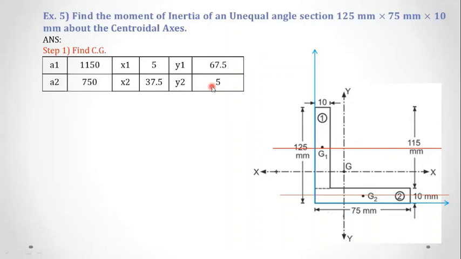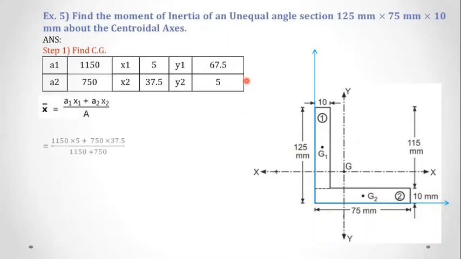67.5. Now y2 is the distance of G2 from the x-axis. So this much only. You will get 10 mm divided by 2, that means 5 mm. So you know how to find x1 and x2, y1 and y2. Let's calculate x bar and y bar.